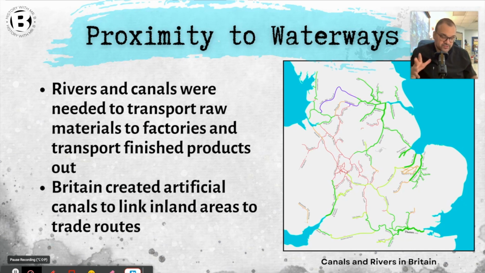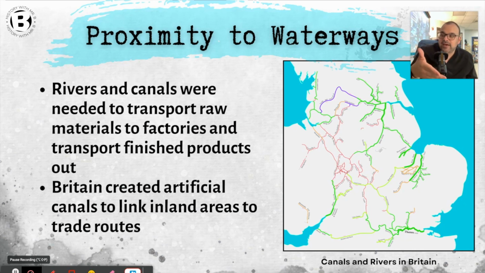Okay, and the canals as well. You see there Britain creating artificial canals to link inland areas to trade routes. Those canals link unconnected regions. They bridge the gap with the natural river network and ensure that even inland regions have access to trade routes. This creates a cost-effective transportation system that reduces the cost of goods, so it makes goods cheaper, and brings about interconnected markets, encourages specialization and larger scale production.